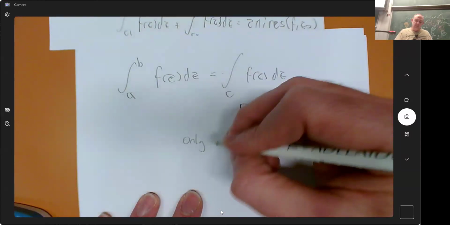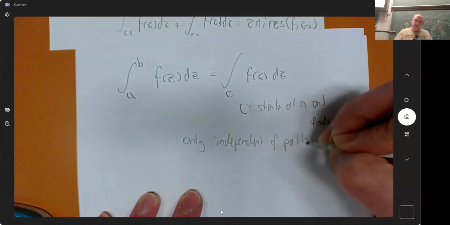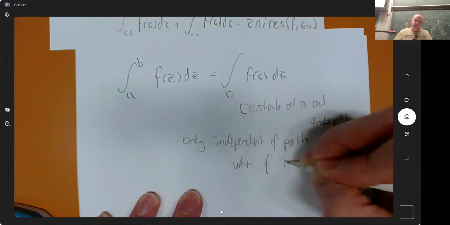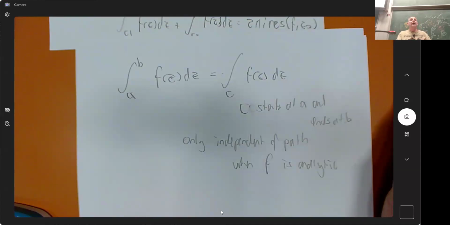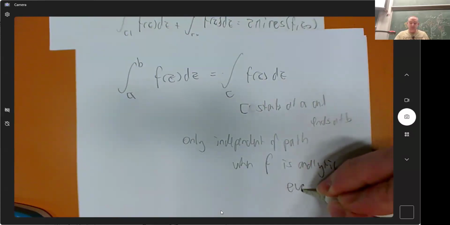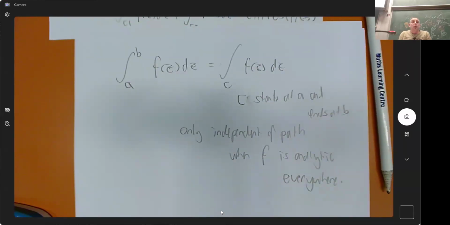So it's only independent of path when f is analytic. Analytic everywhere. Because if f is not analytic at one spot, then there will be at least two different answers. In fact, it depends, because if you loop around that point multiple times, then you'll get different answers again.